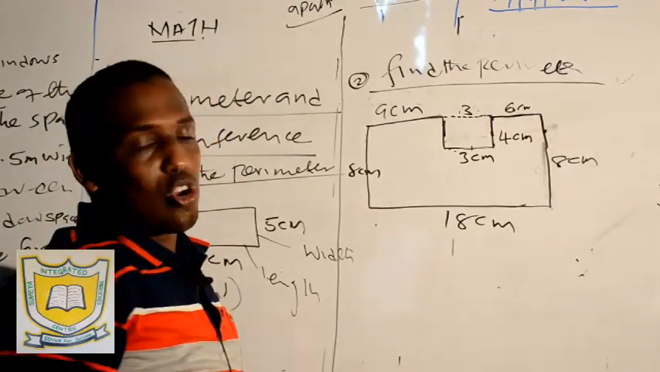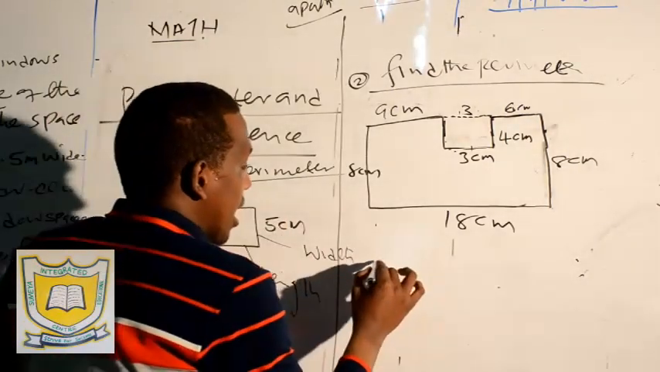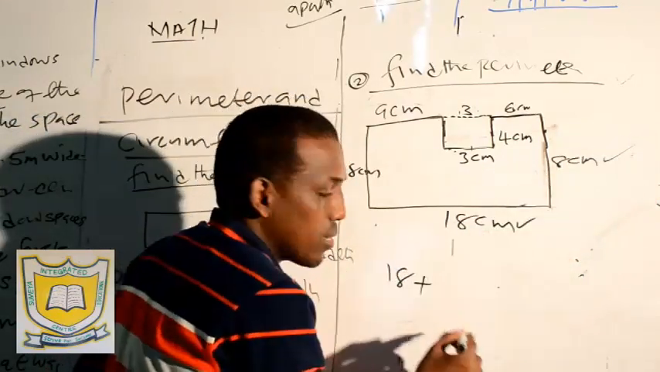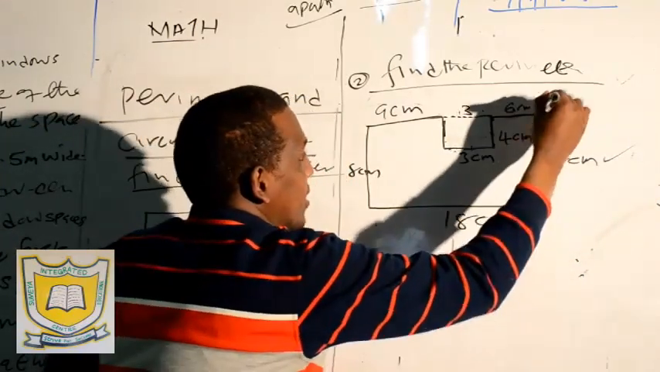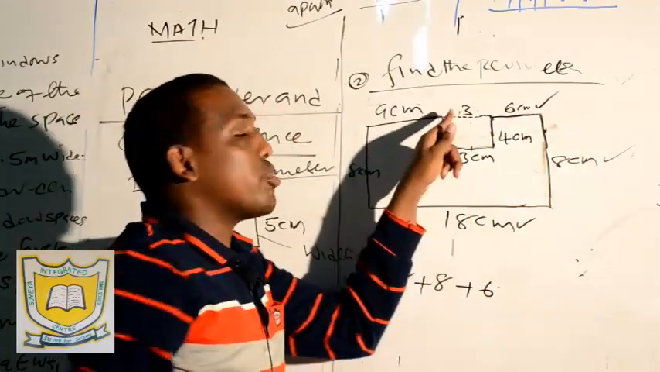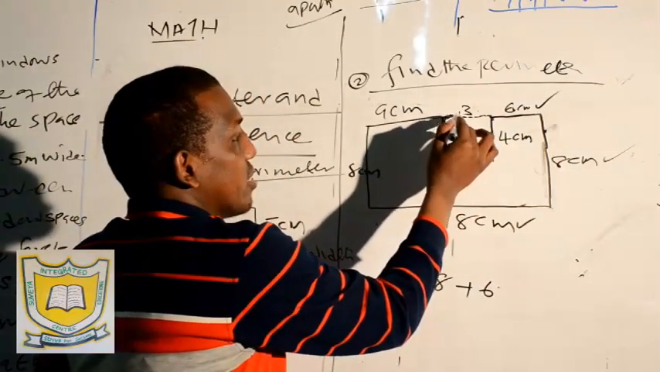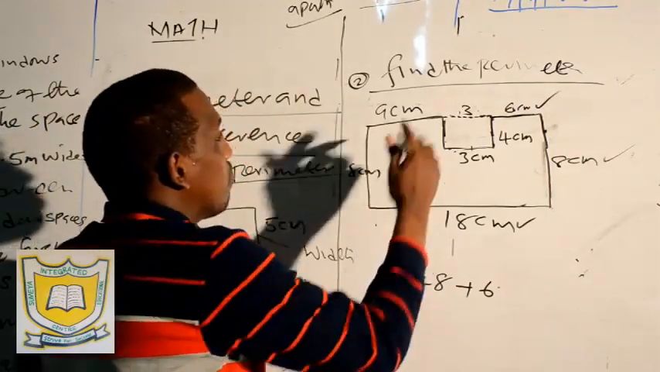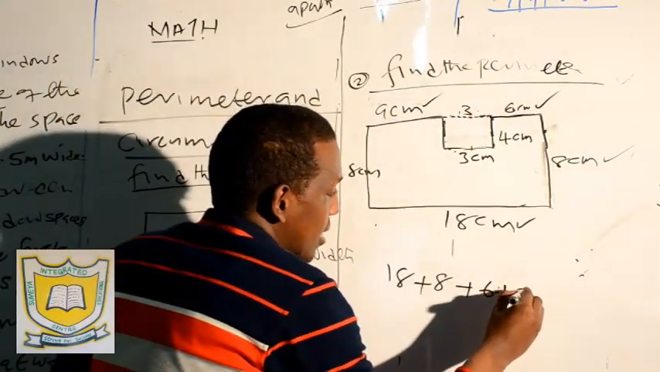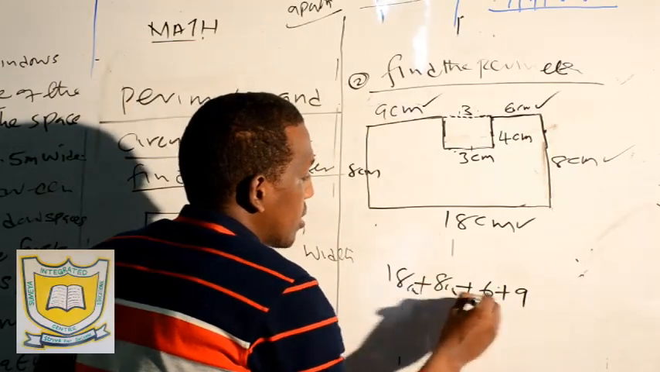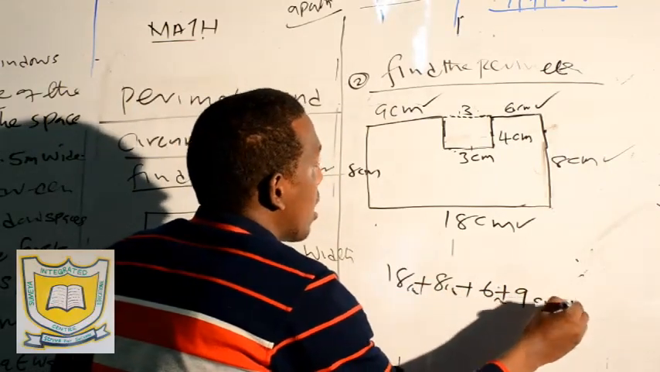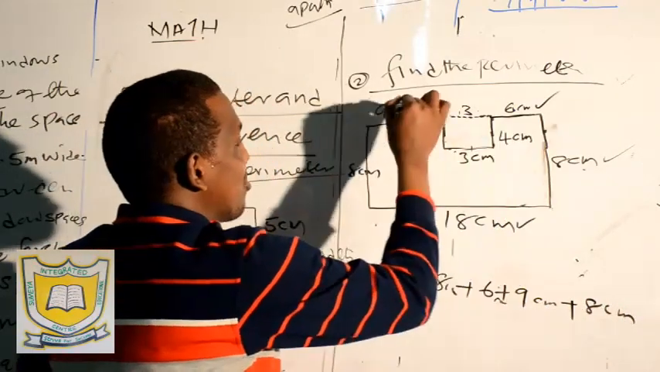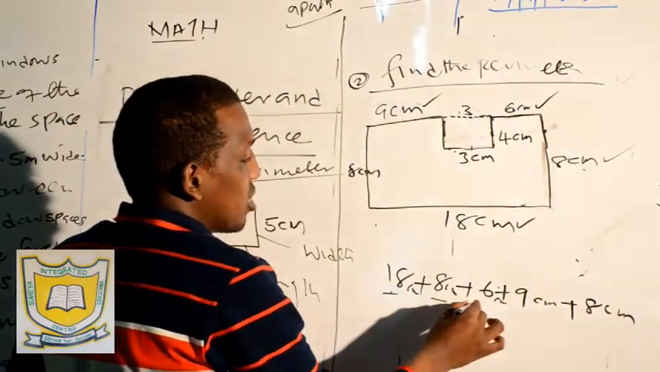Now we add all of them. So let us add now. We have 18, this one, plus 8, this one, plus 6, this one. These 3 we don't add because the line is dotted. So once the line is dotted in perimeter, we don't recognize that one. Plus 9 centimeter, plus 8 centimeter.